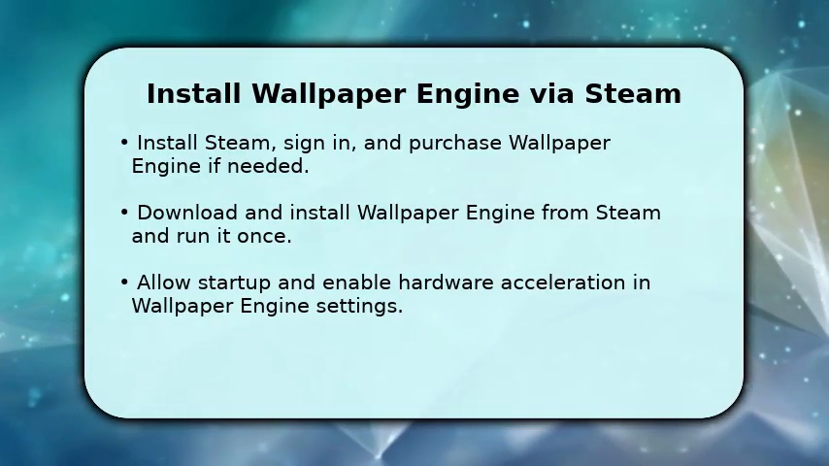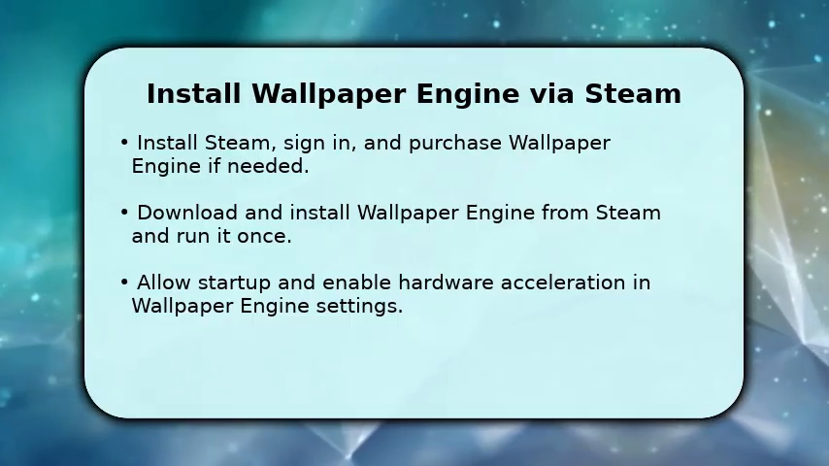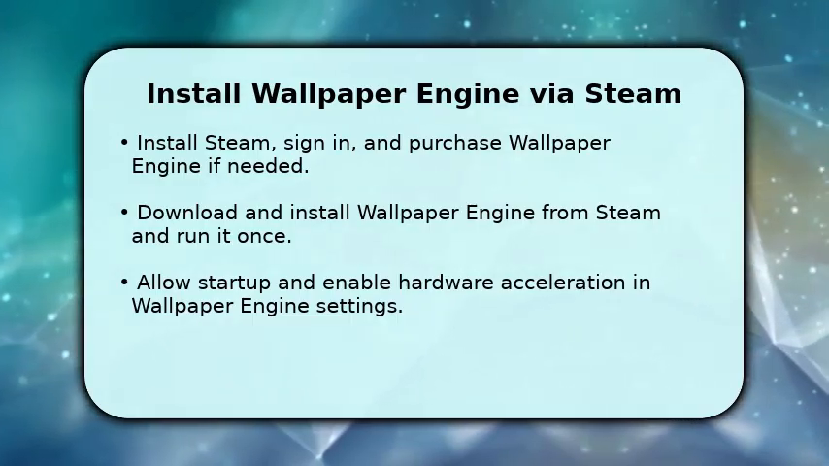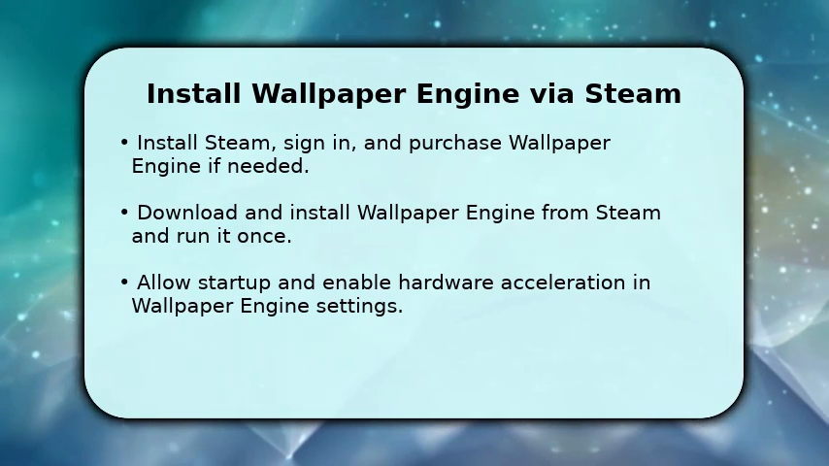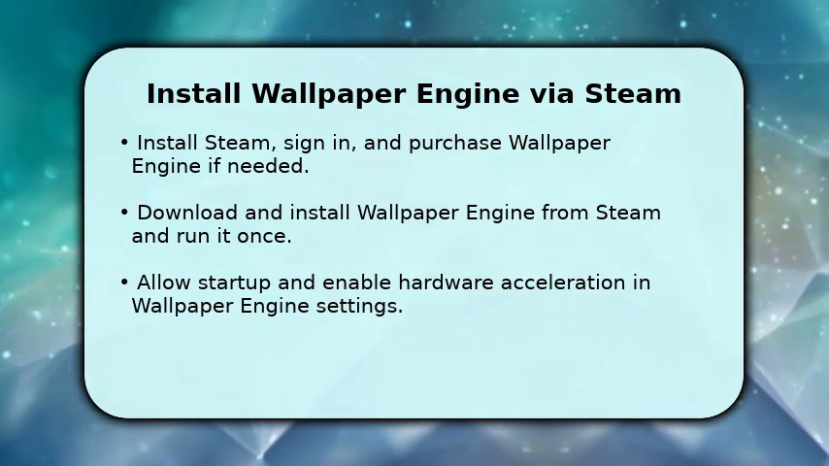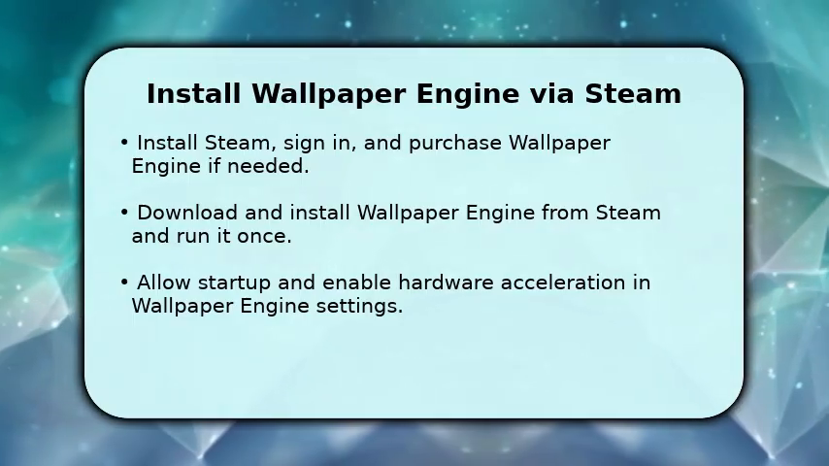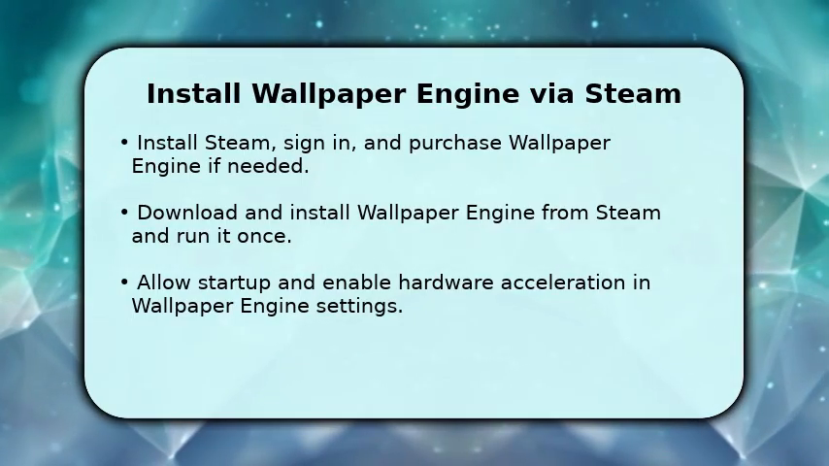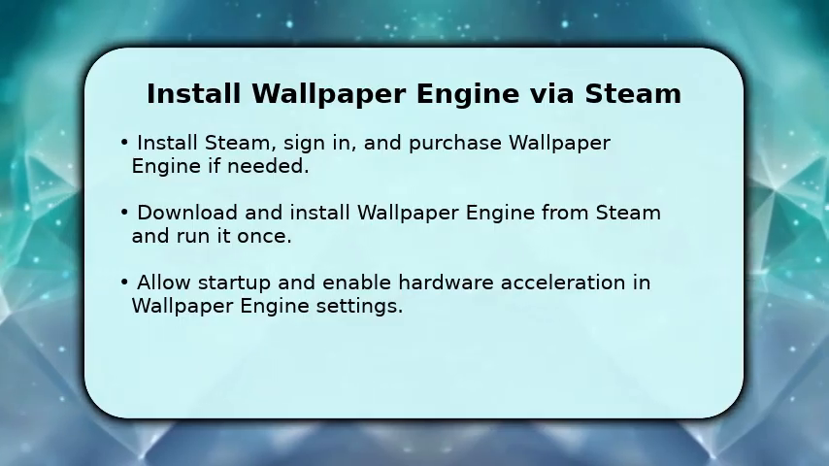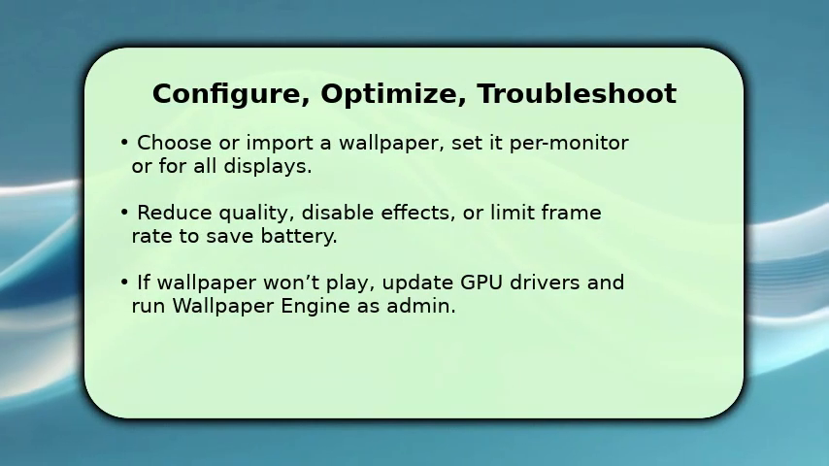In Wallpaper Engine settings, enable hardware acceleration and allow the app to start with Windows for persistent wallpapers. Close Steam and Wallpaper Engine only after confirming the chosen wallpaper runs correctly on your desktop. Open Wallpaper Engine to choose or import a wallpaper from the workshop or a local file.